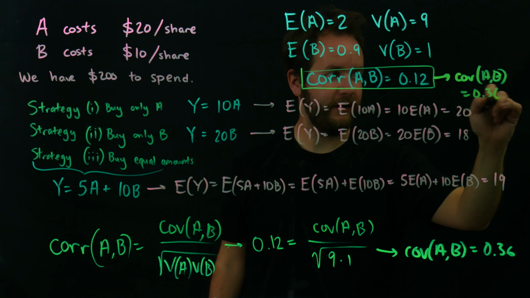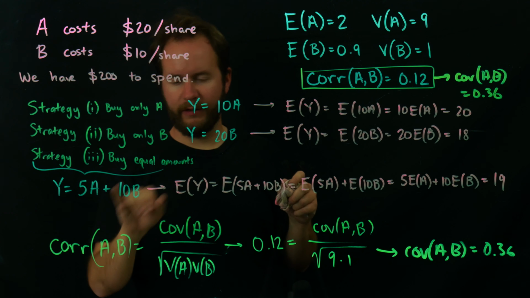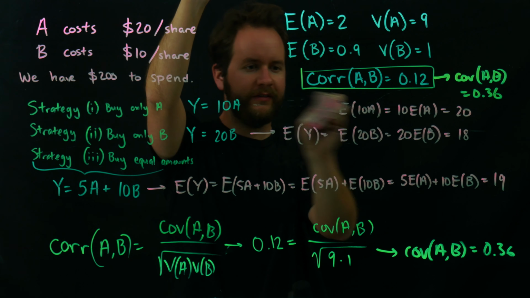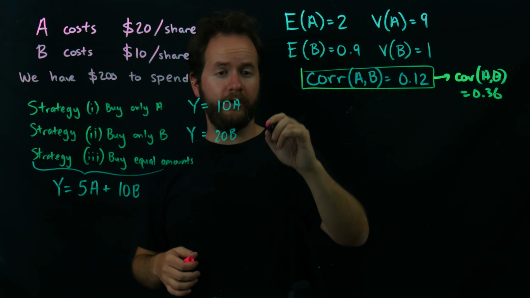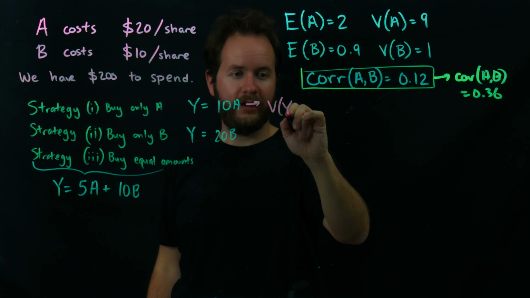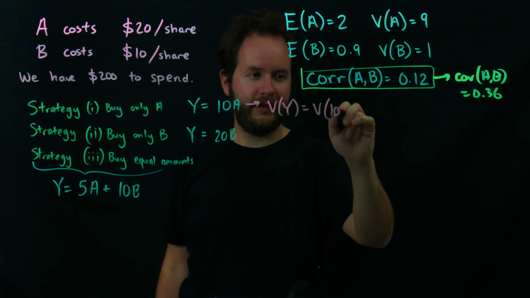Okay, now we're moving on to variance calculations. So I'm going to erase this line. We're going to keep the yield as 10A and yield as 20B and yield as 5A plus 10B, but we're going to erase the expected value calculations because we don't need those anymore. Variance calculations are always a bit trickier, so I'm going to take the variance of both sides. Variance of Y equals variance of 10A.